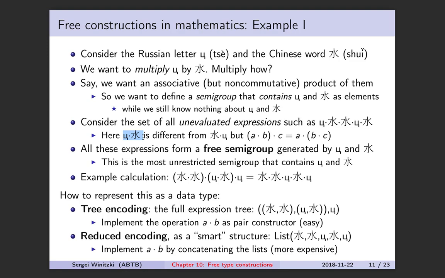You could have a lot of semigroups that contain these two things as elements, but this one is the least restricted. It's the most free of all arbitrary restrictions, as long as, of course, you have associativity of multiplication. So you can calculate in this semigroup. For example, this is a calculation that I can do.